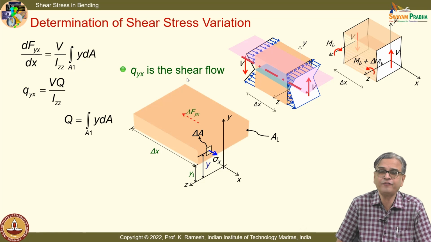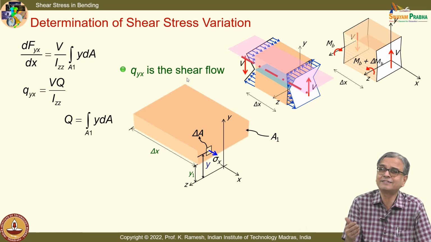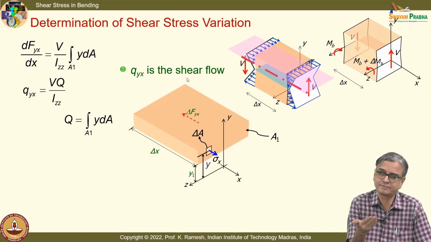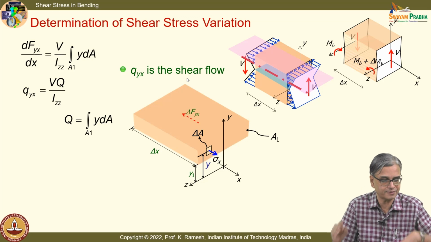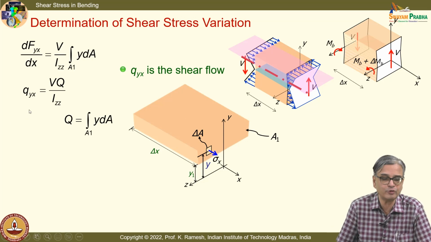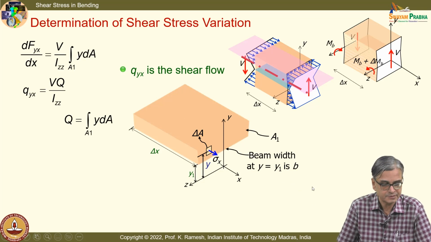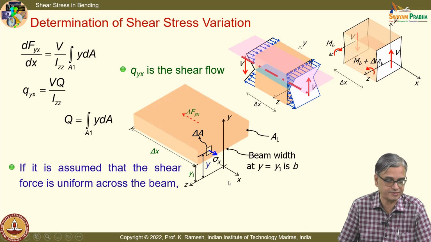Why do you call it a shear flow? We make an analogy to fluid flow that we would see when I take an I section and then see how the shear is transmitted. We will say two flows come, join and then go like this and separate out. So, this is force per unit length. And suppose I know what is the width of the beam at this cross section, suppose I take this as b, I can also find out the shear stress. And we also assume that shear force is uniform across the beam.